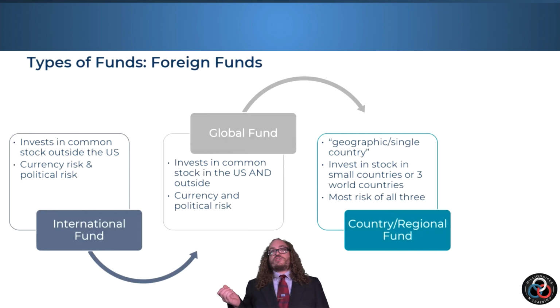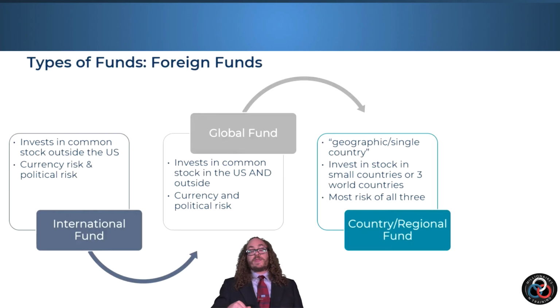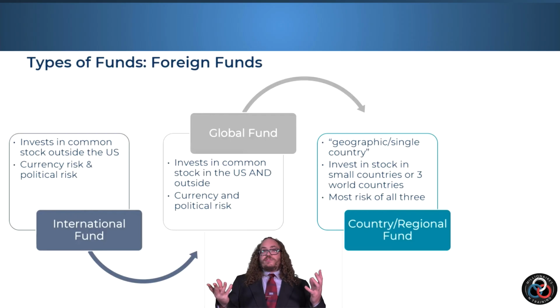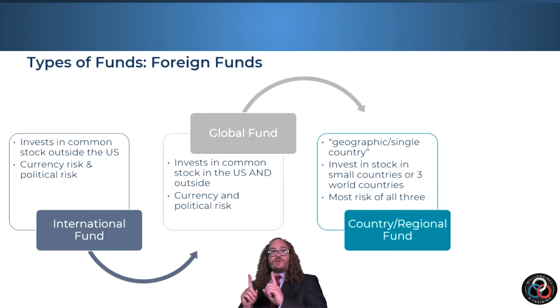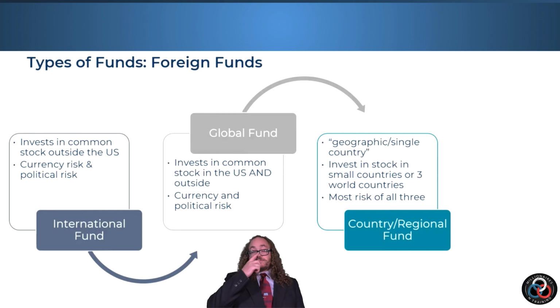So if the foreign currency is going up in relation to the pair, the US dollar is going down and vice versa. Political risk is anytime we're investing outside of the United States, how the politics in that country can affect our investing. So those are international funds that invest in common stock only outside of the United States. You guys, it's really important to remember that, because they do not invest at all inside the United States in anything domestic, only outside the US.